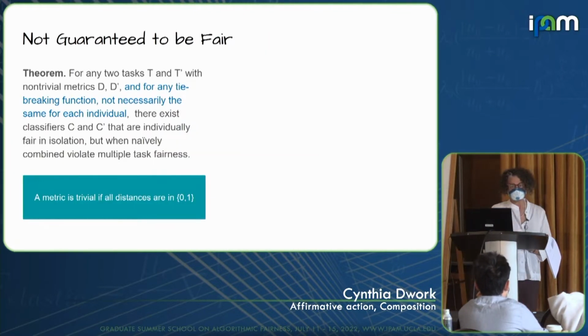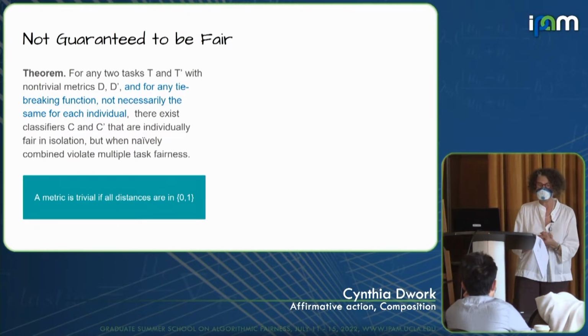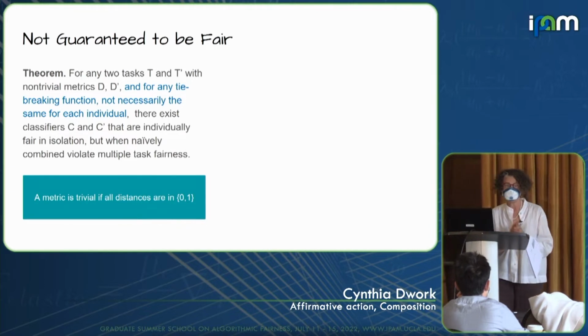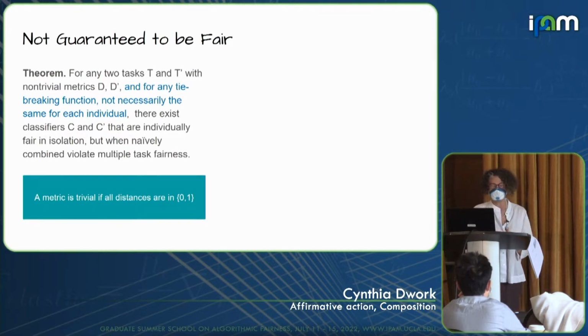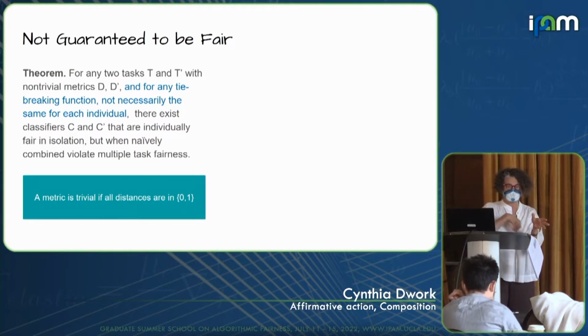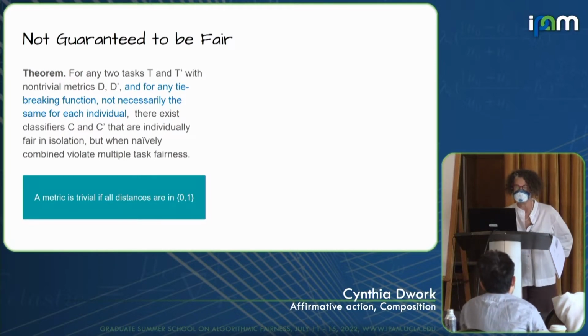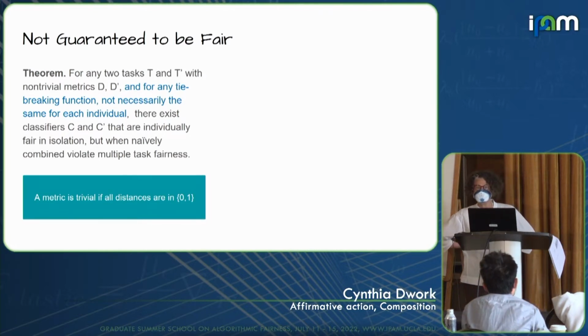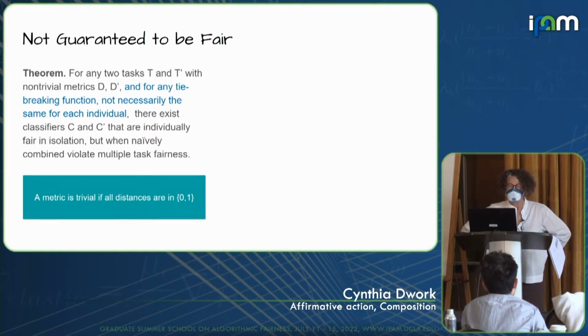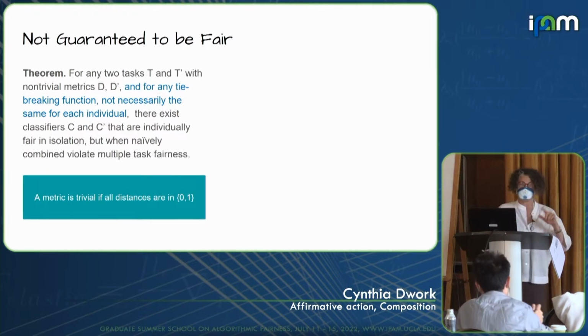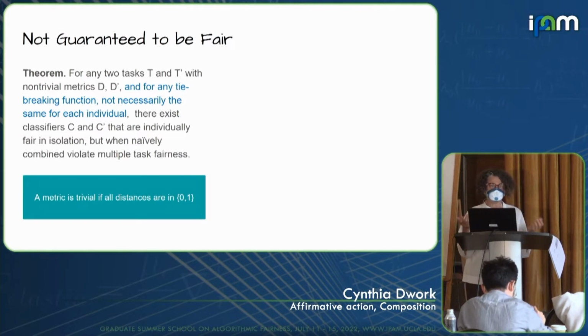Okay. So in general, as that example shows, competitive composition is not guaranteed to be fair. And in fact, we can prove a more general result, which says, suppose we have two different tasks. Think advertising tasks. One task might be the grocery delivery advertising, and the other task might be the tech job advertising process. And suppose the metrics for these two tasks are D and D prime, and they are non-trivial. We're going to say that a metric is trivial if all of the distances that it assigns are either 0 or 1. It can be a mix of zeros and ones, but those are the only choices. And it's non-trivial if there's some stuff in between.